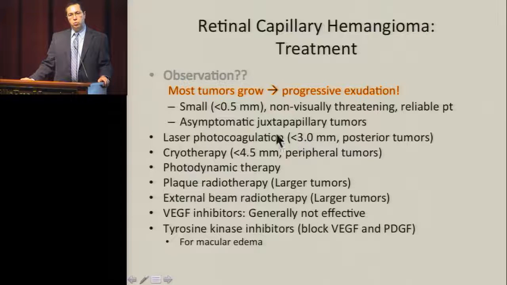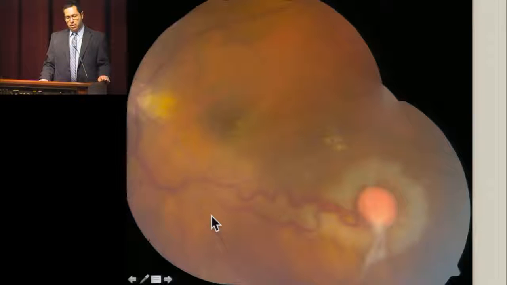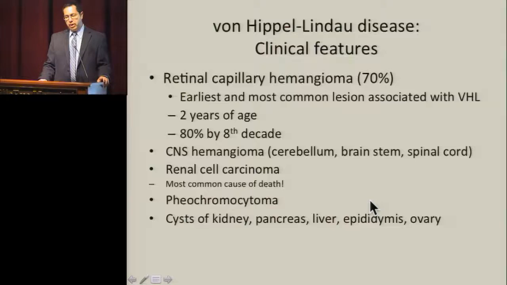For very small tumors, you can do laser. When they get a little bigger, you can do photodynamic therapy. If they are peripheral, you can do cryotherapy. Larger tumors, plaque radiation or external beam, and some medical treatments have been tried with really not much benefit. So going back to our case, this was treated with laser and the exudation went away.